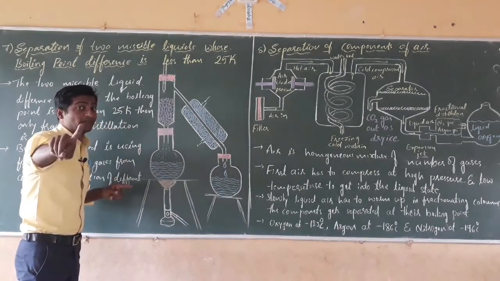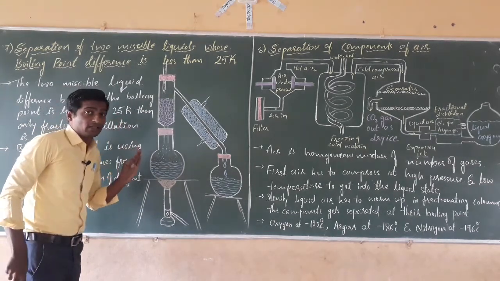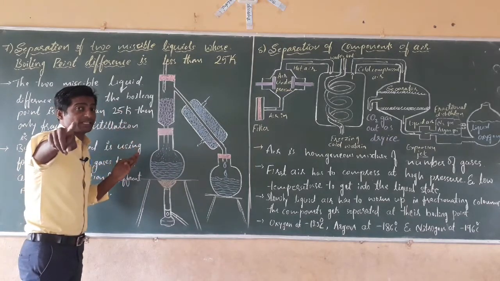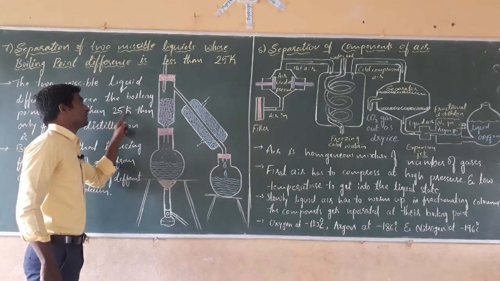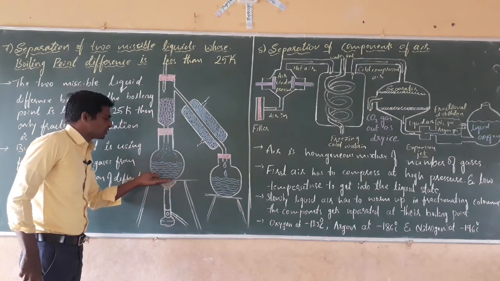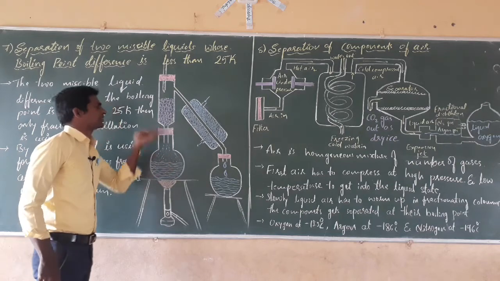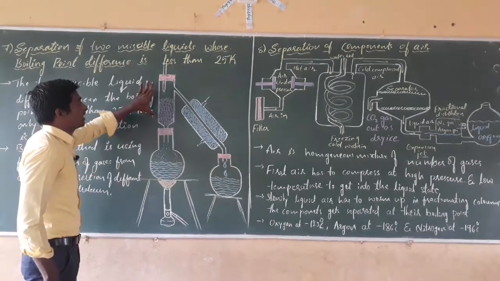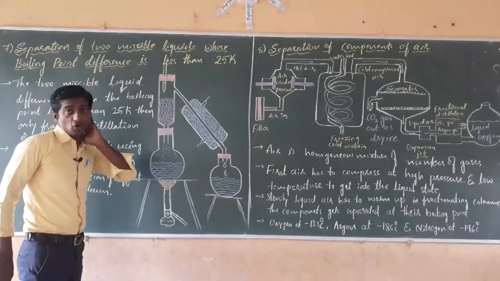See, 25 Kelvin, not 25 degrees Celsius. 273 Kelvin is equal to 0 degrees Celsius. Then see, 25 Kelvin, how much? At 25 Kelvin, if we give mild heat, both components will evaporate. In such cases, we have to use a special device, that is the fractionating column.